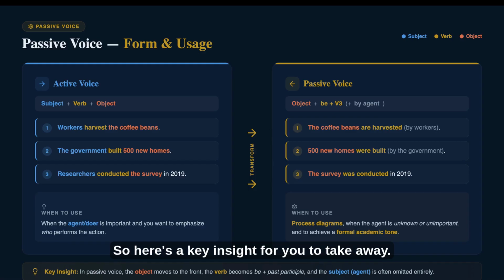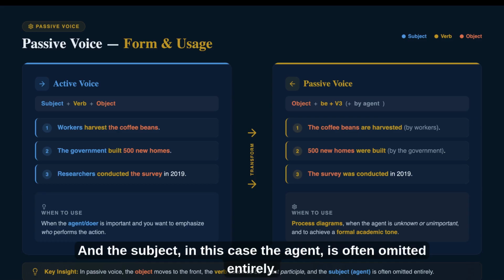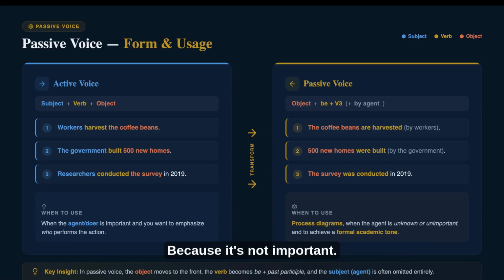So here's a key insight for you to take away. In passive voice, the object moves to the front. The verb becomes verb to be, followed by past participle or verb 3 column. And the subject, in this case the agent, is often omitted entirely because it's not important.